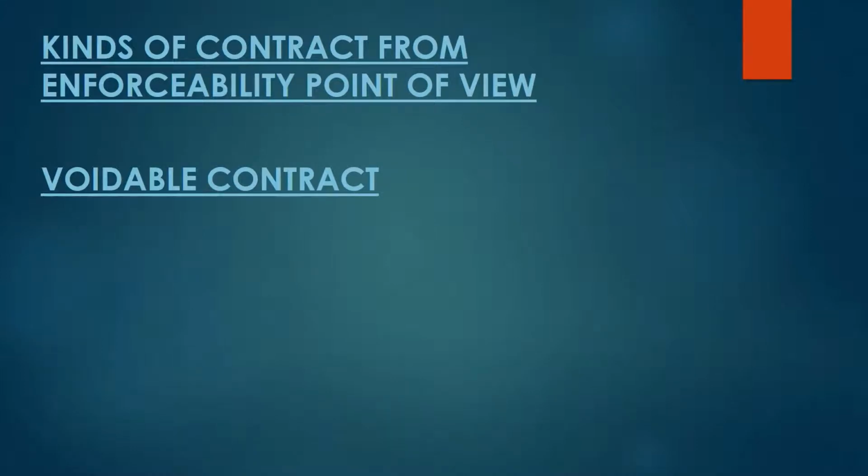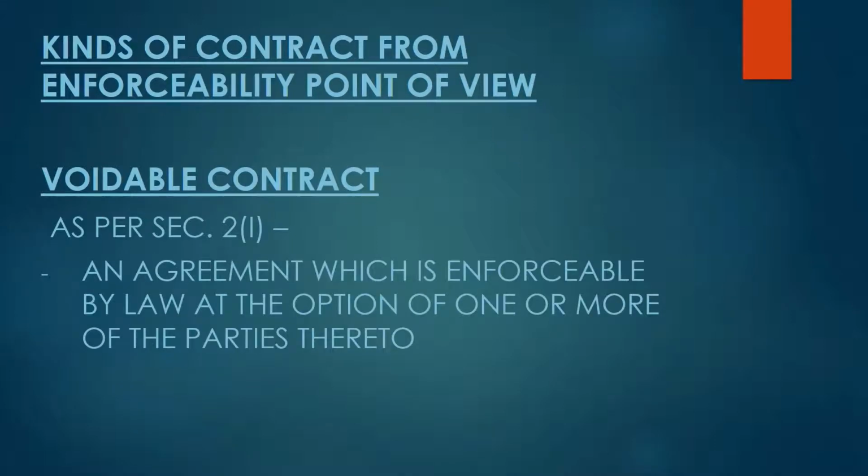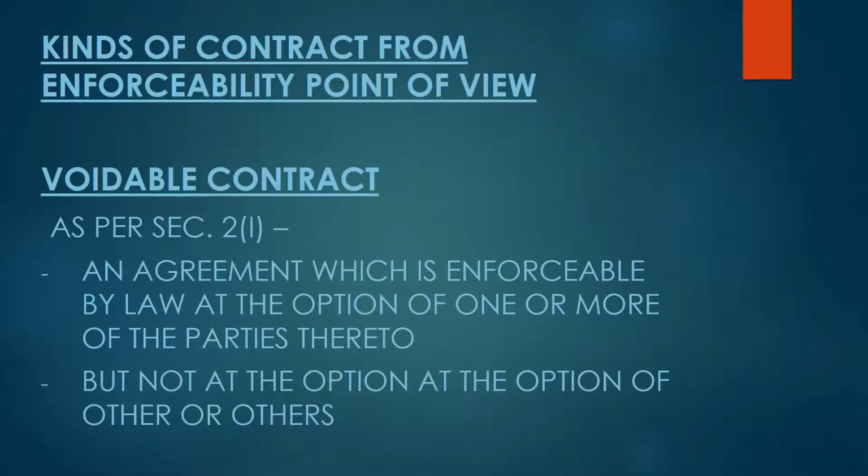So voidable contract has also been defined under section 2I. Remember the section 2I of the Indian Contract Act 1872. It says an agreement which is enforceable by law at the option of one or more of the parties thereto, but not at the option of the other or others. That means one of the parties to the contract will decide whether this contract is valid or has to be rescinded. They have this right. Okay, if they don't exercise their right, the contract is valid. If they exercise their right to cancel, the contract will be cancelled.